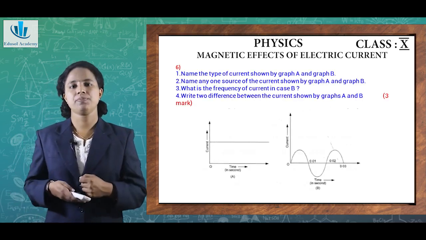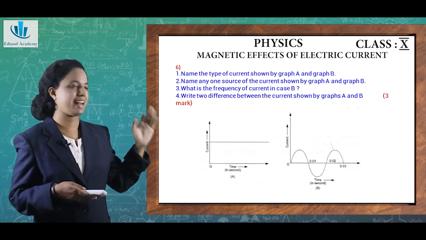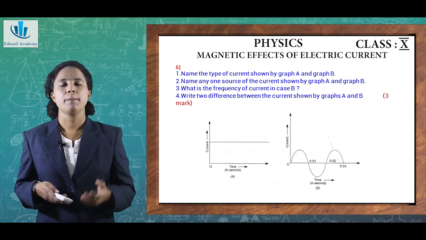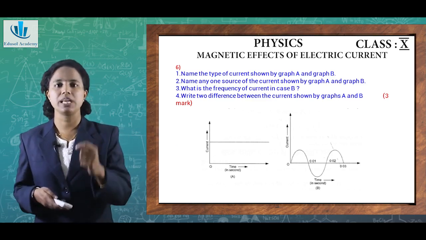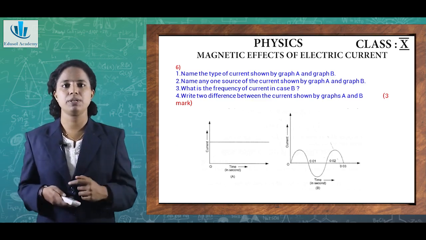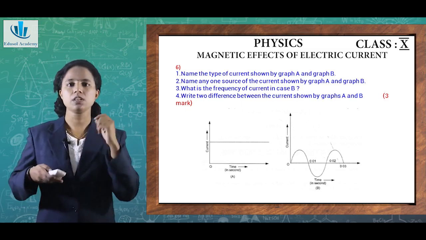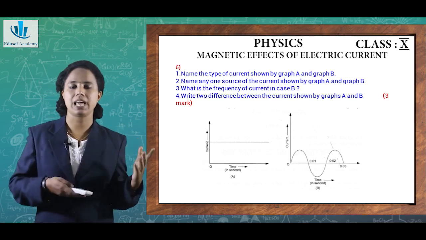The next question. Name the type of current which is shown by graph A and graph B. Name any one source of the current which is shown by graph A and graph B. Third one, what is the frequency of the current in case of B? Write two differences between the current which is shown in both of the graphs. So first question, which is the type of current which is shown by graphs A and B?